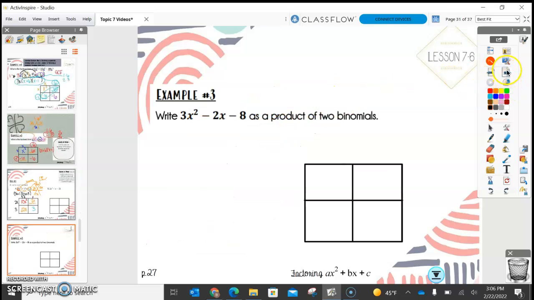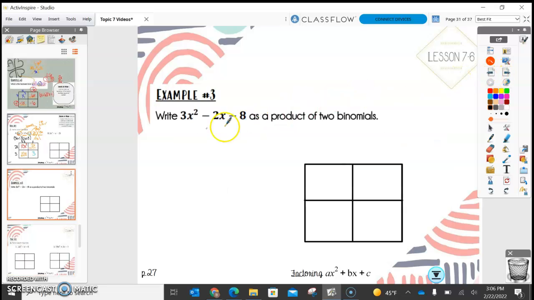So if I had my example 3, I'm going to look, do any of these have something in common? 3, negative 2, or negative 8? They do not. So I can't find a greatest common factor. I need to fill in my box with my first term. My 3x squared is going to come from my first ax squared box. My last term is going to be my negative 8. Don't forget the sign with it.